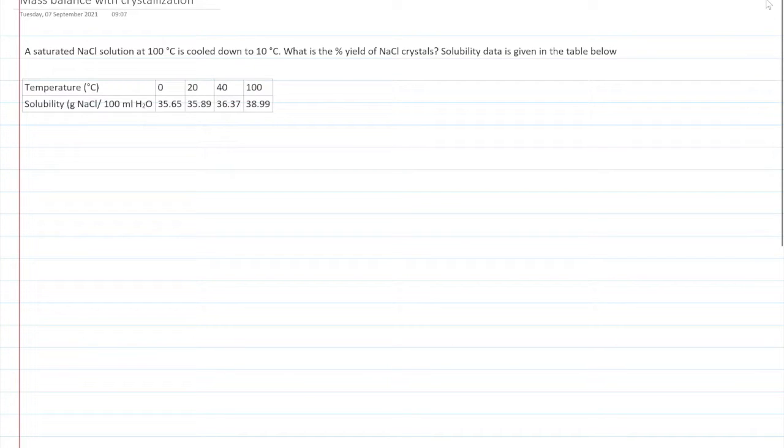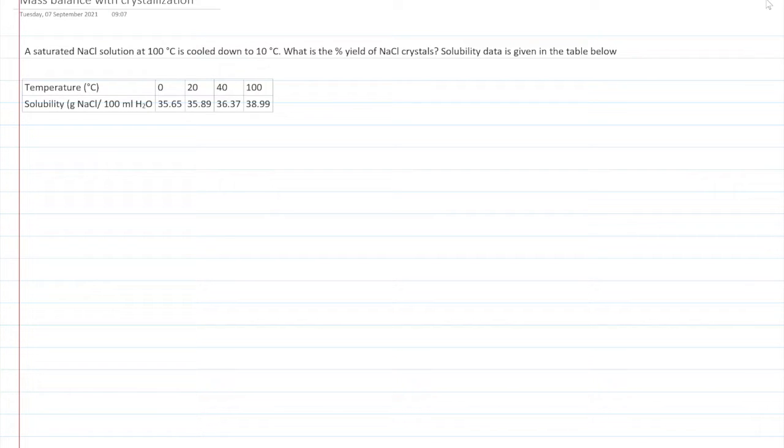Hello everyone. Today we're doing a mass balance example with crystallization. As you can see, the problem statement is that a saturated solution at 100 degrees Celsius is cooled down to 10 degrees Celsius, and they want to know what the percentage yield of sodium chloride crystals is. And you can use the solubility data given below to do the problem.